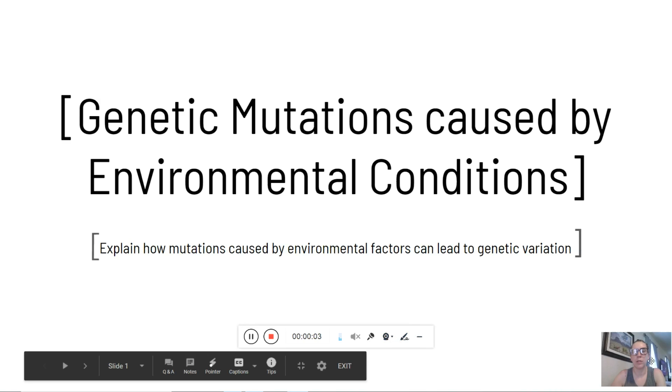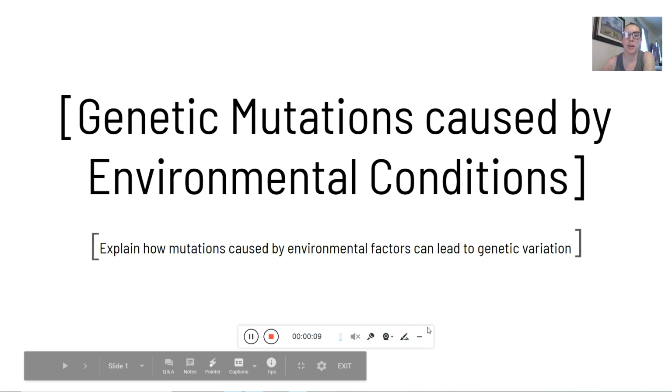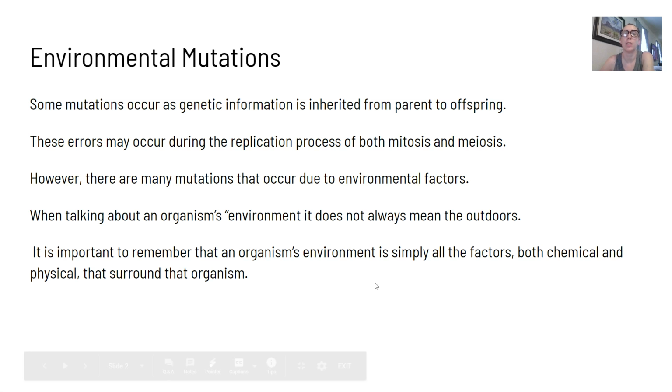Hey, so our third video here is on genetic mutations which are caused by environmental conditions. We're going to explain how mutations caused by environmental factors can lead to genetic variation in organisms and possibly in their offspring, which would affect a population of species. So environmental mutations occur as genetic information is inherited from parent to offspring.